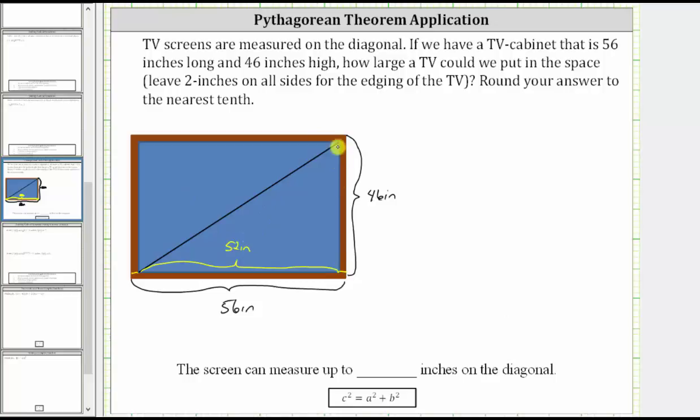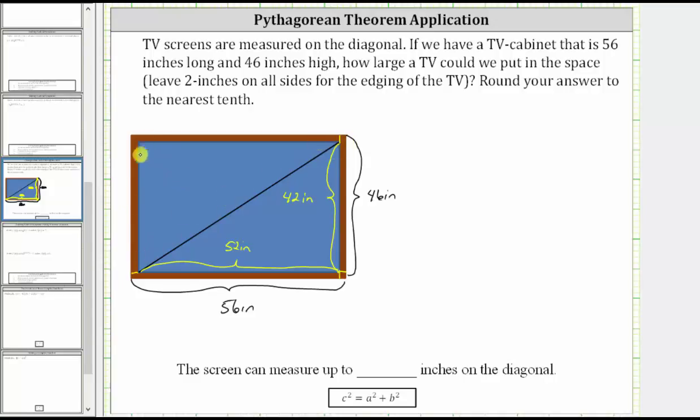And the height of the TV, this length here, would have to be 46 inches minus 2 inches here, minus 2 inches here, which gives us 42 inches for the height of the TV. And this segment here is the diagonal of the TV, which is how the size of TVs are measured.